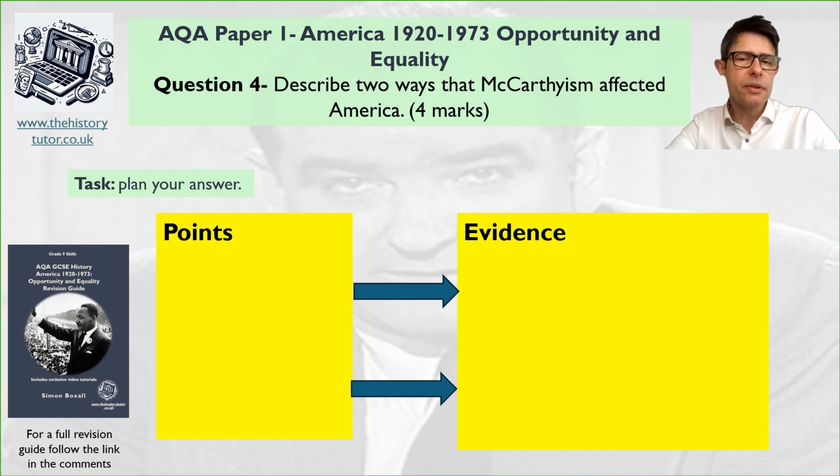And there's no purpose for explaining. We don't need a full PEEL paragraph as I talk about in other questions. We just need points and evidence. Okay, so have a look through your revision guide, have a look through your revision notes, and now find 2 points with evidence about how McCarthyism impacted America. So you might want a sort of McCarthyism point, and then some evidence about impacting America. Okay, so pause me now and find your ideas.